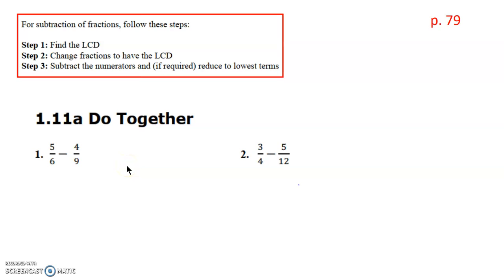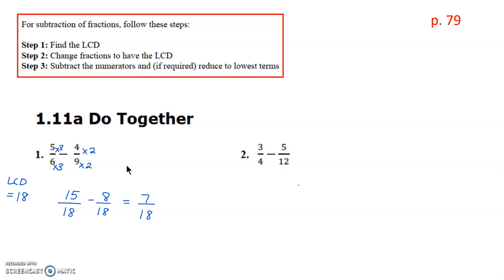For the do together, number 1, we have 5/6 minus 4/9. So we need to find the lowest common denominator of 6 and 9, and the LCD here is 18. So we're going to multiply the first fraction by 3 and the second fraction by 2. I'll write that below. That will give us 15 over 18 minus 8 over 18. So we will come to the result of 7/18 for number 1.